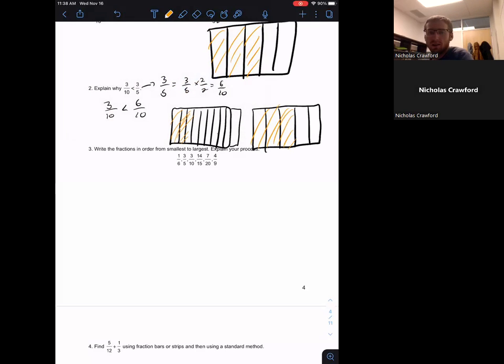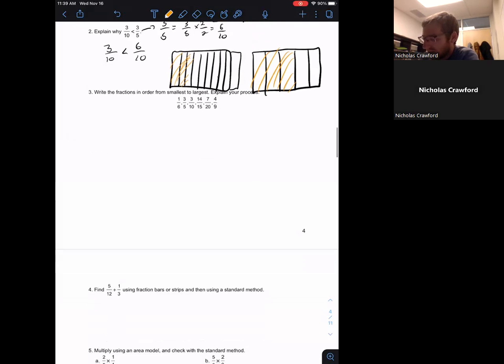Right? And I can see that the one with 3 is just so much more, right? So you could stack those boxes on top of each other. There's lots of different ways to do it. Okay, so those are just 2 of the ways. You could also do an array model. You could also write them as decimals. You could write them as percents, however you want to do it. Okay.